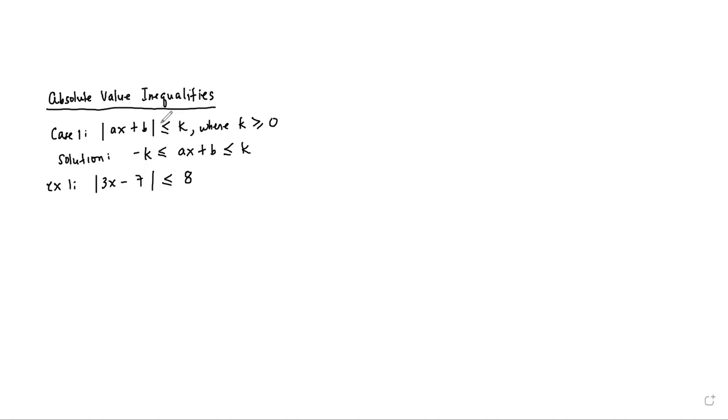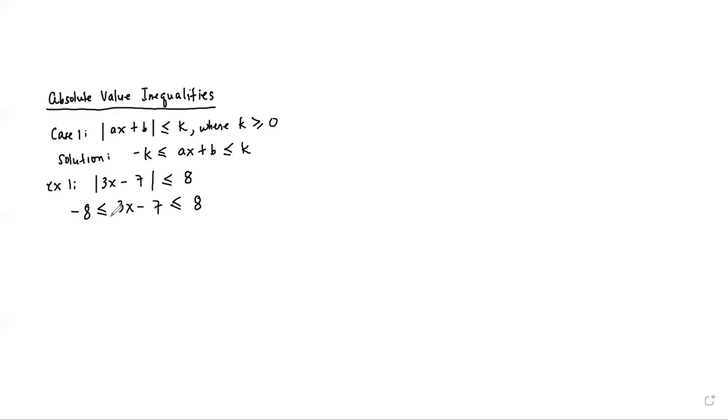Now, if the inequality is strict, which means that there's an absence of the equal sign, then in the solution, we have to remove the equal sign as well. So for our first example, let's solve for the absolute value of 3x minus 7 is less than or equal to 8. So since this follows the format of case number 1, we can use the following formula. So therefore, in our solution, we have negative 8 is less than or equal to 3x minus 7 is less than or equal to positive 8.